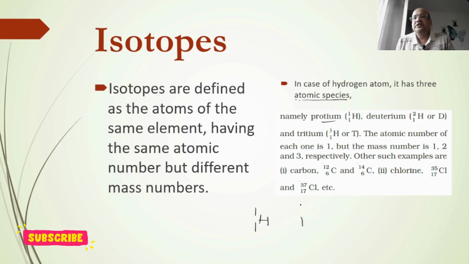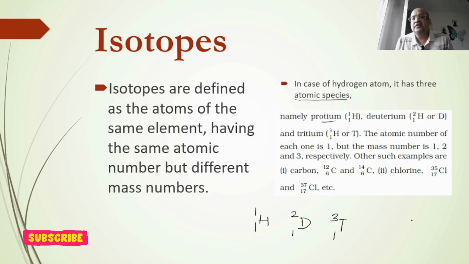Then deuterium is there. In the case of deuterium, the atomic mass is 2 and the atomic number remains constant. In the case of tritium, the atomic mass is 3 and the atomic number remains the same. Here you see that the atomic number of each one is the same, that is 1, but the mass numbers are 1, 2 and 3 respectively.